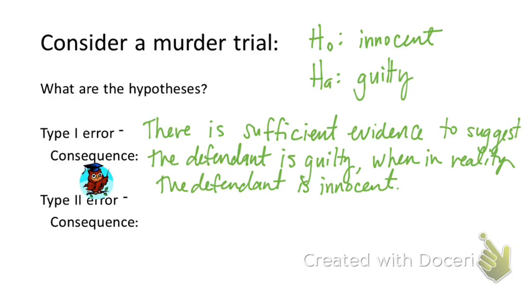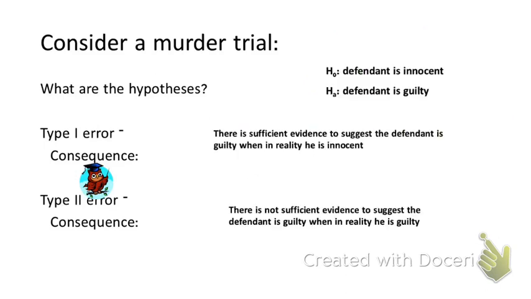What would the type 2 error look like? Try to fill that one in. It's kind of like the opposite. There's not sufficient evidence that they're guilty, when in reality they are guilty. That's what the defendant would say. Follow-up questions, and this isn't a script you have to follow, it's just something you have to think about.